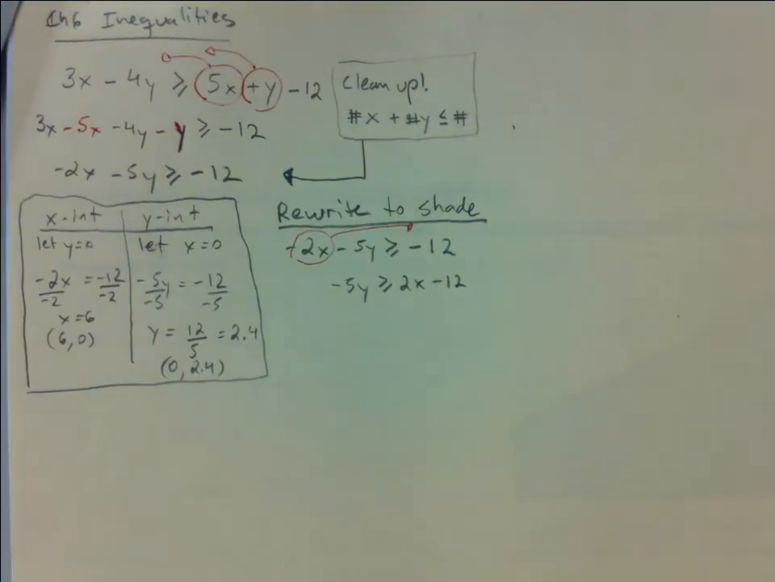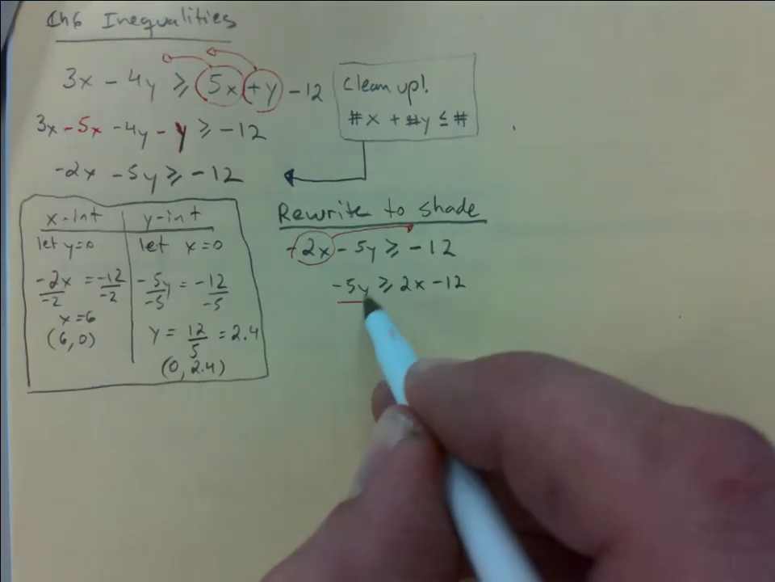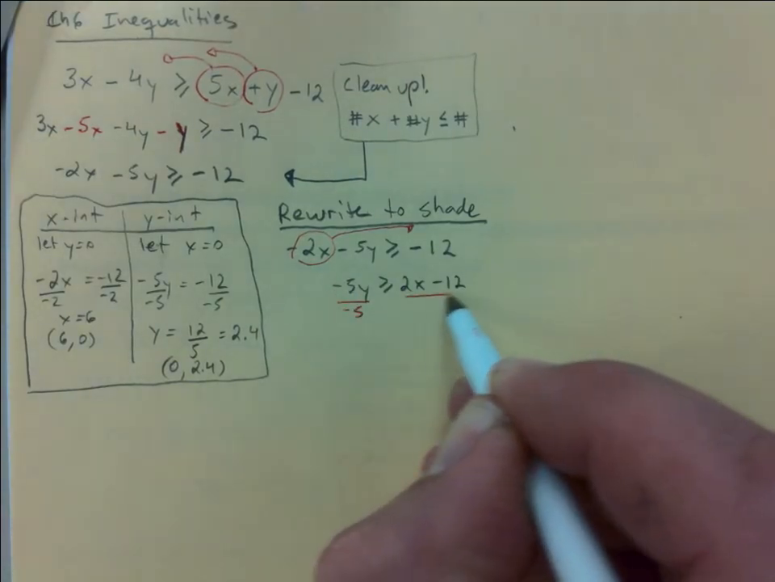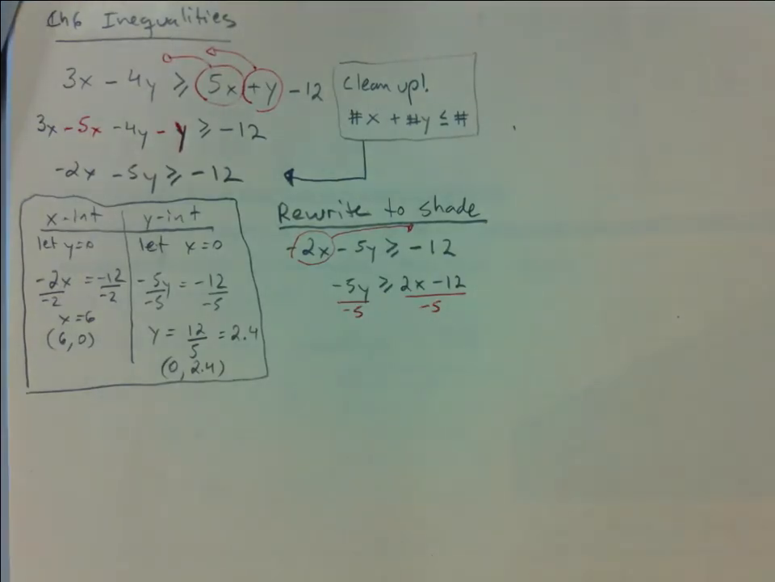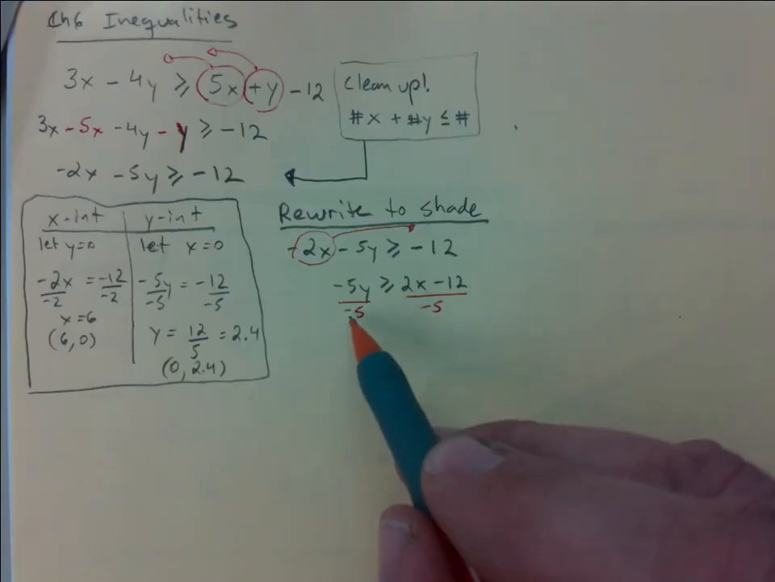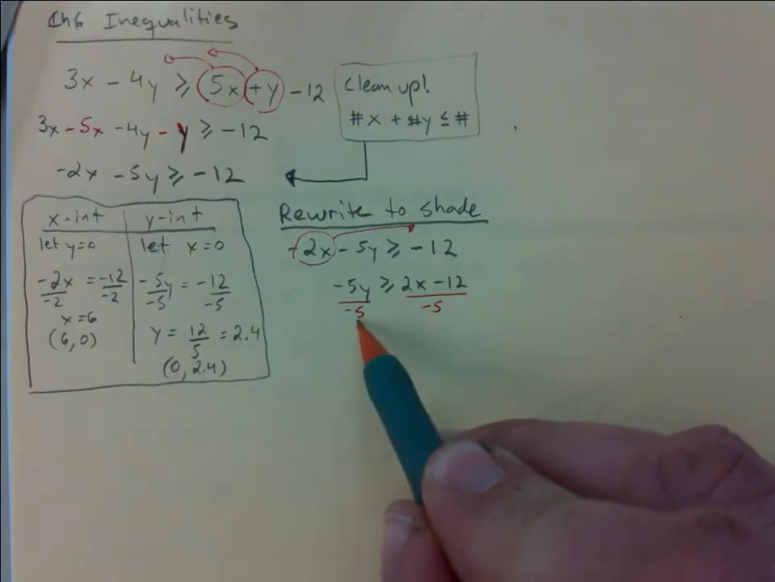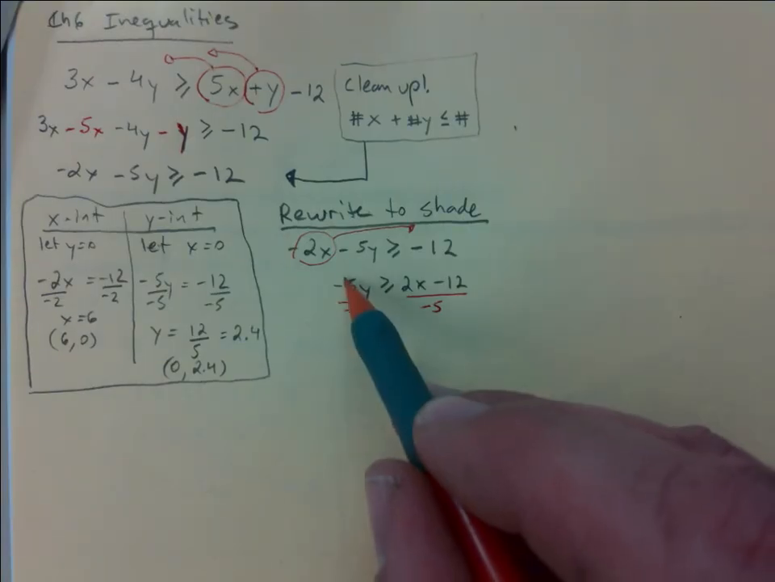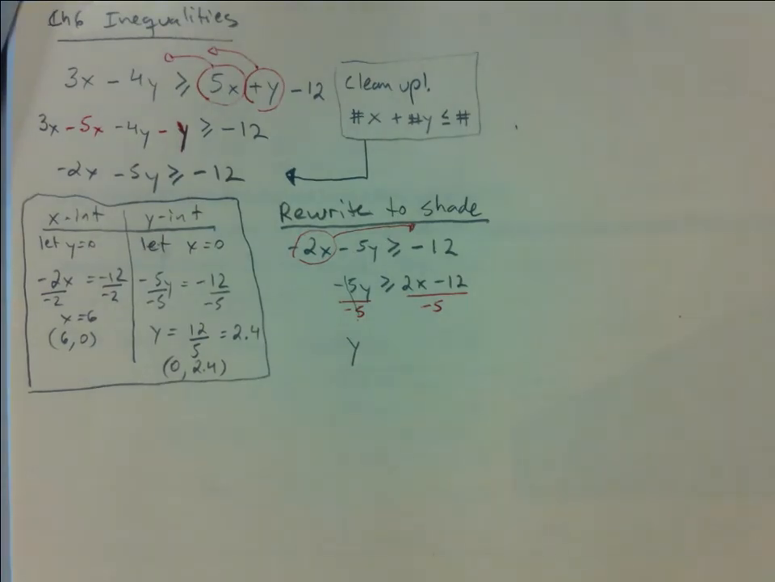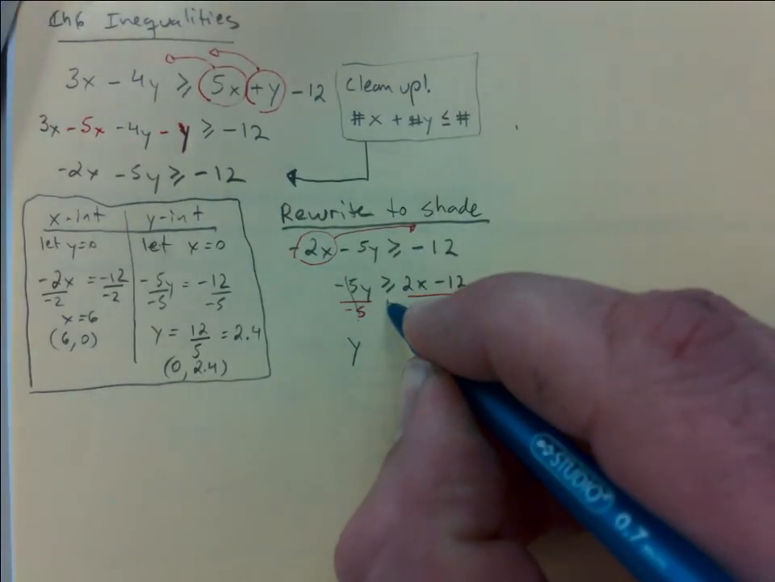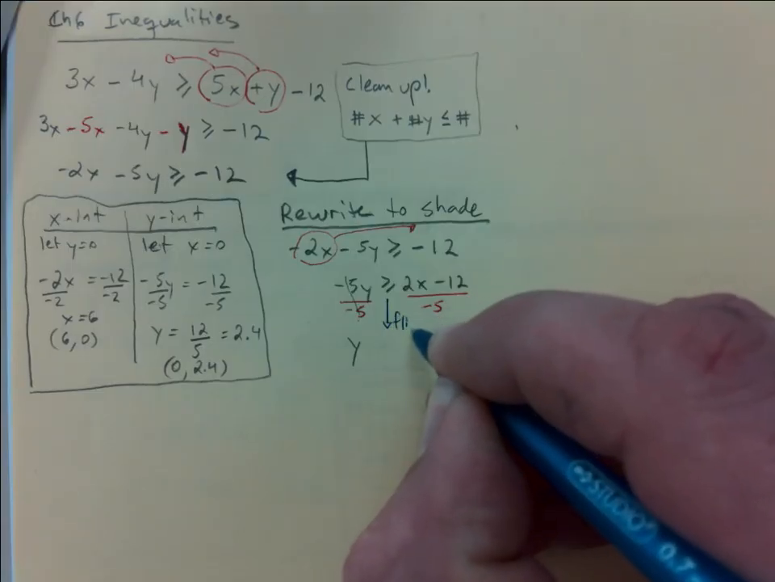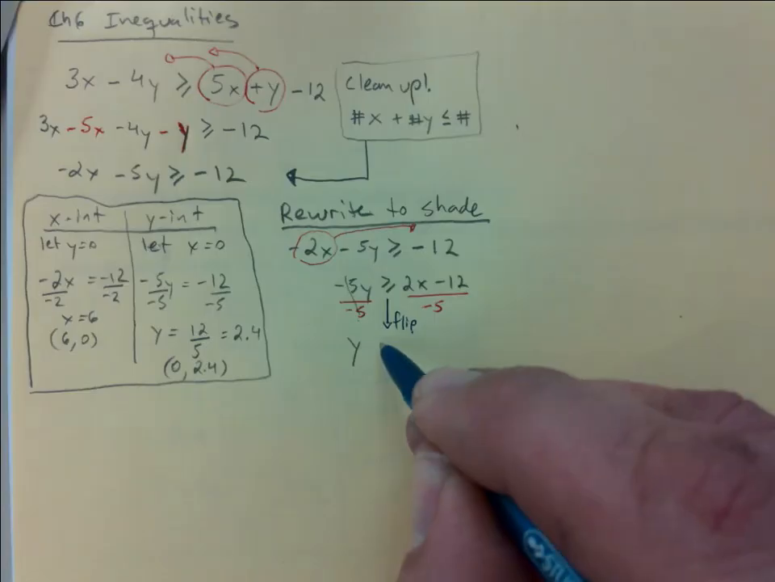And what's the next step? Let's see if you're awake. What is our next step at this point? Yeah. Divide everything by negative 5. That's right. Divide everything by negative 5, because that's what's in front of y. And in this case, because we're dividing by negative 5, what is something we need to watch out for? The inequality symbol flips in this case, okay? So flip, we're going to make it go the other way.